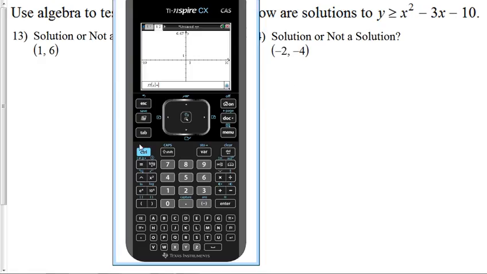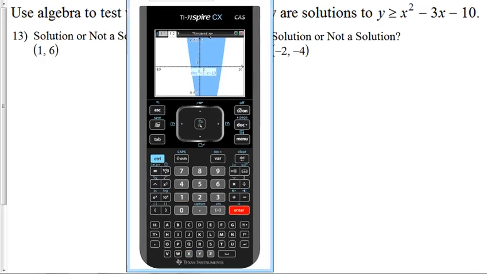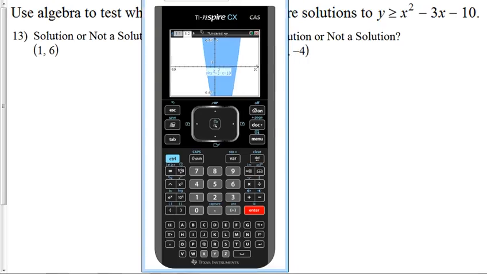All right, so let's plug in greater than or equal to. So we have to delete the equal sign, put greater than or equal to x squared minus 3x minus 10, and we see this. All right, so it's asking you if 1, 6 is a solution. Well, 1, 6 falls in the shaded region, so it must be a solution.